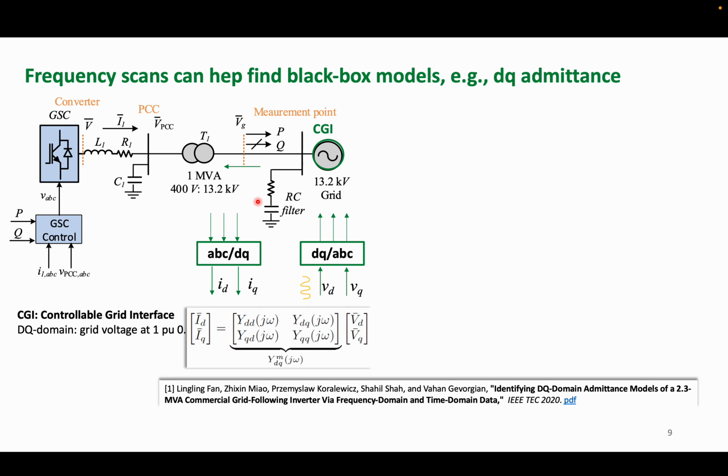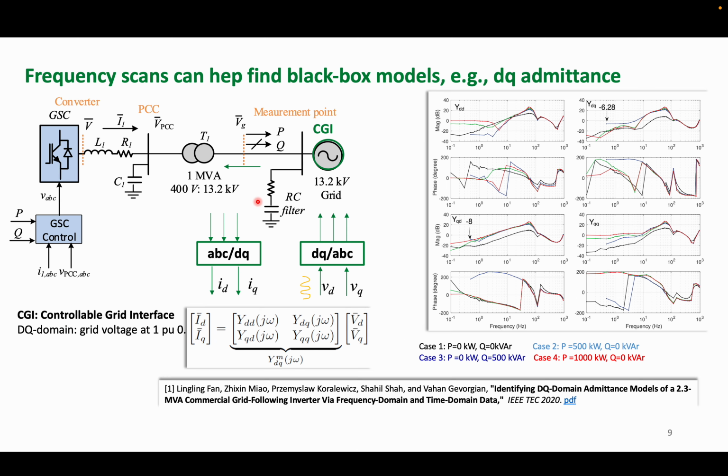For example, you can use a frequency scan on an inverter. You have a controllable voltage source connected to the inverter, so that you get the subsystem's DQ frame admittance. Everything has to be in the DQ frame, very similar to the Park transformation, where the steady state is a constant value. This is one example that we have done previously.